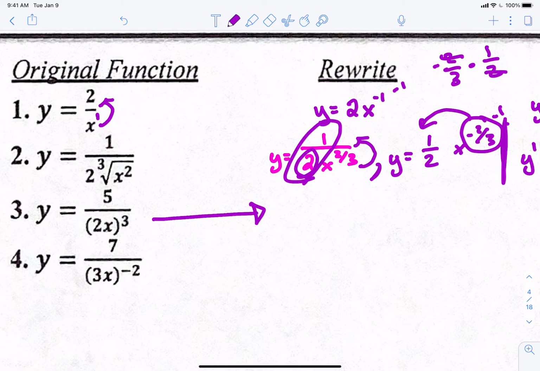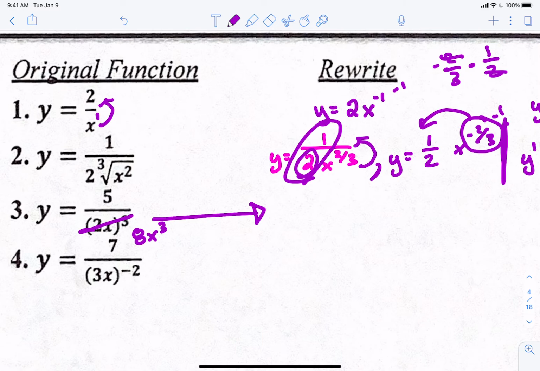Third one, number 3. Okay, and 5 over 2x to the 3rd power. First thing, the cubed is outside the parentheses. 2x to the 3rd power is actually the same thing as what? 8x to the 3rd power, right? 2 to the 3rd power and x to the 3rd power. That's actually 8x to the 3rd power. So fix that, change that.